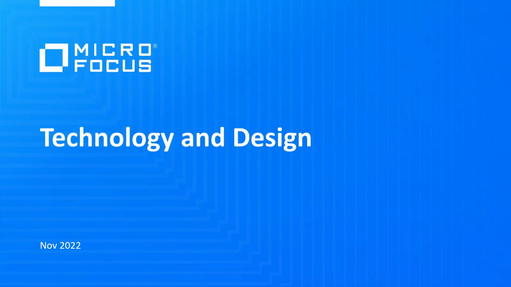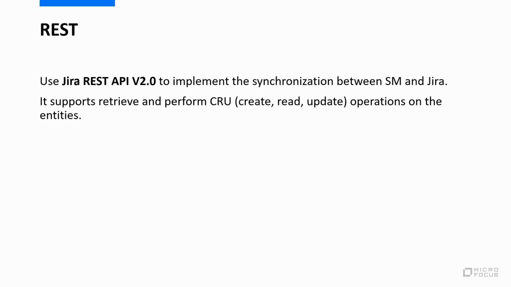It's the technology and design part. We will use the Jira Software API version 2.0 to implement the synchronization between Service Manager and Jira. It supports retrieving and performing create, read, and update operations on the entities.